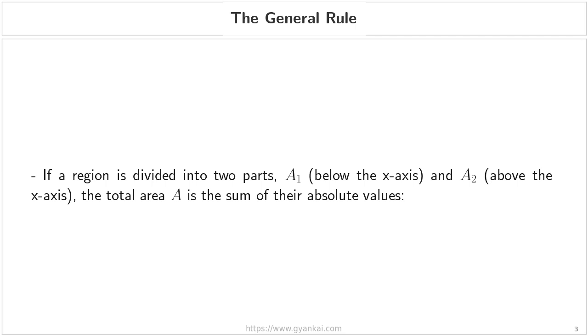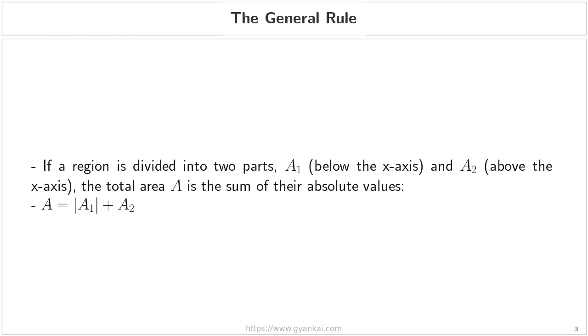Instead, to find the true total area, represented by capital A, we must take the sum of their absolute values. Mathematically, this is written as A equals the absolute value of A sub 1 plus the absolute value of A sub 2. Essentially, we are stripping away the negative sign from the bottom region to ensure we are adding pure physical magnitudes. In the next slide, I will show you a systematic, step-by-step procedure to apply this rule to any problem.